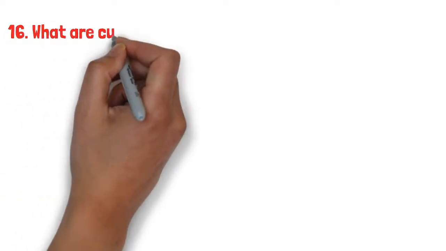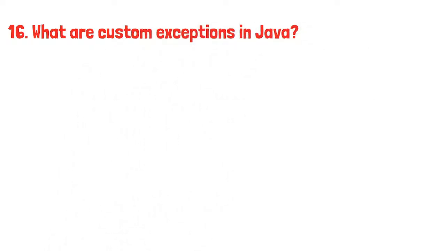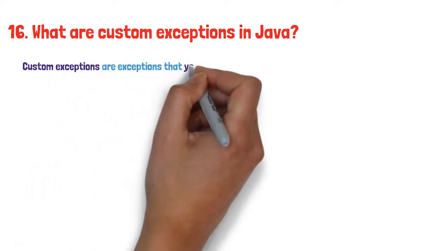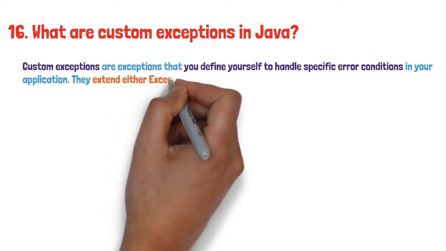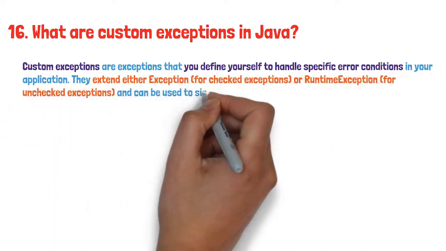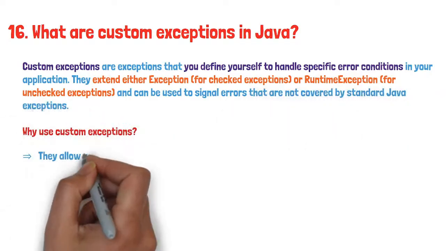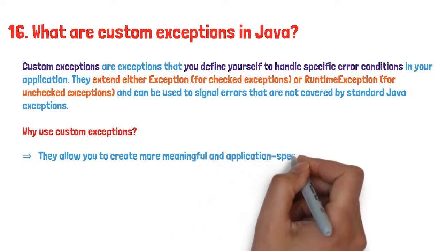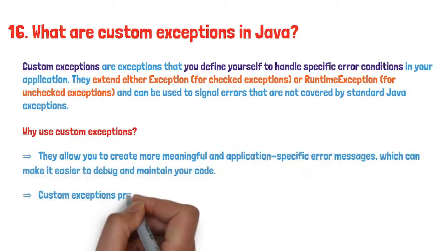Next question is what are custom exceptions in Java? Custom exceptions are exceptions that you define yourself to handle specific error conditions in your application. They extend either Exception for checked exceptions or RuntimeException for unchecked exceptions and can be used to signal errors that are not covered by standard Java exceptions.